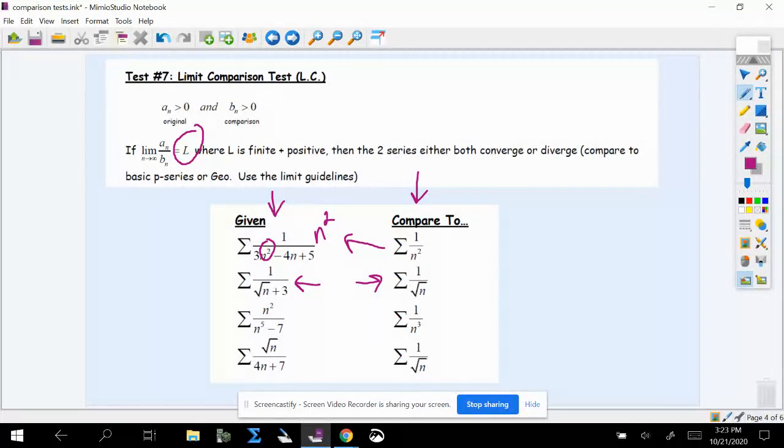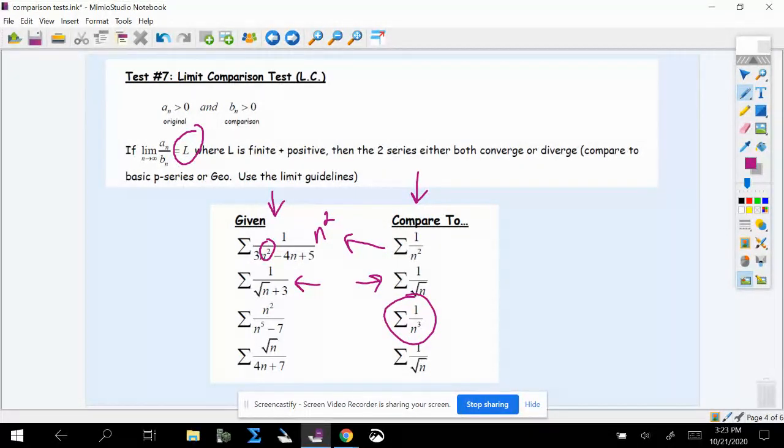With the third one, I have an n squared on the top, I have an n to the 5th on the bottom. I want to compare it to 1 over n cubed so that when I divide by this, or in other words, multiply by the reciprocal, I'm going to end up with an n to the 5th on top and an n to the 5th on the bottom, and that will give me a finite limit.